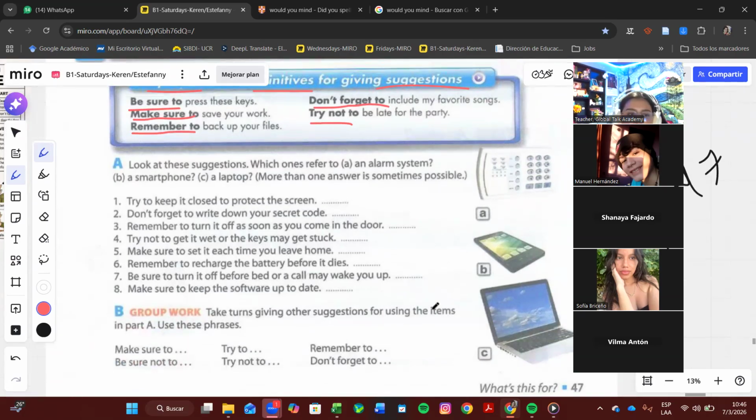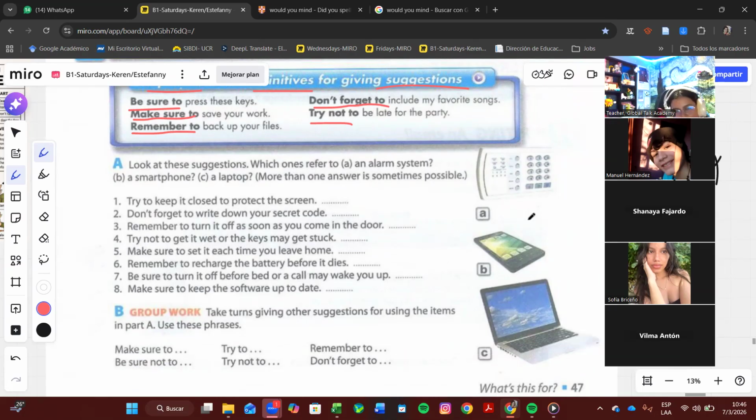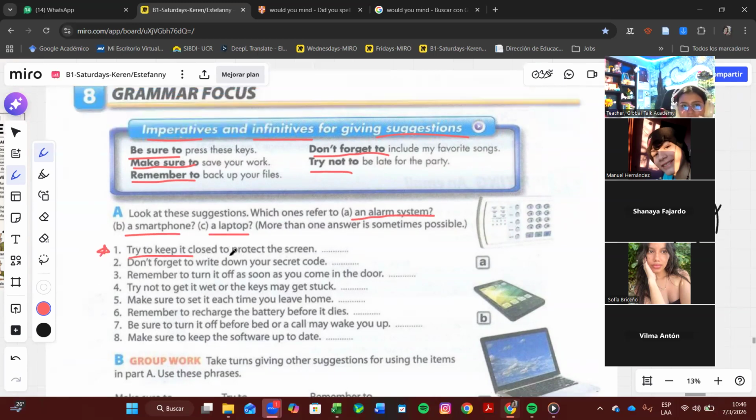So, Manuel, what do you think about the first one? Try to keep it close to protect the screen. So, which one could be? Manuel, are you there? So, we have three options, okay? An alarm system, a smartphone, and a laptop. So, we have the first one. Try to keep it close to protect the screen. So, this is like a suggestion, ¿verdad? Esa es una sugerencia.